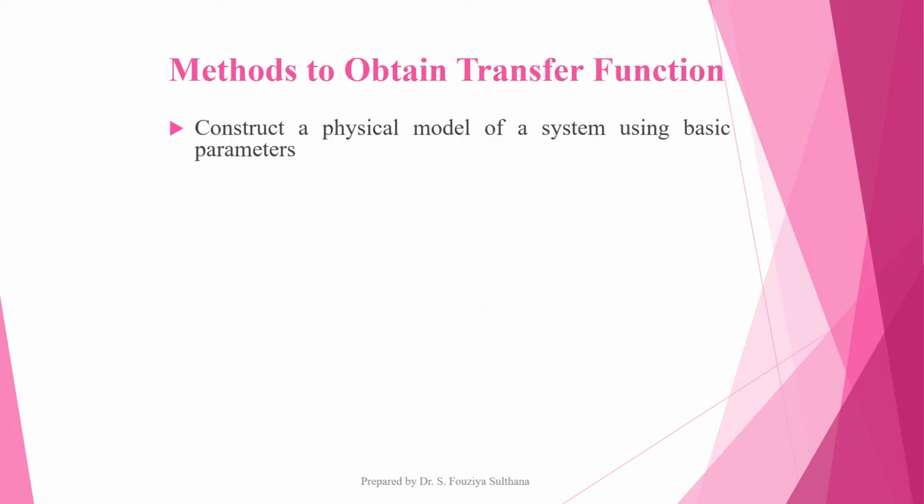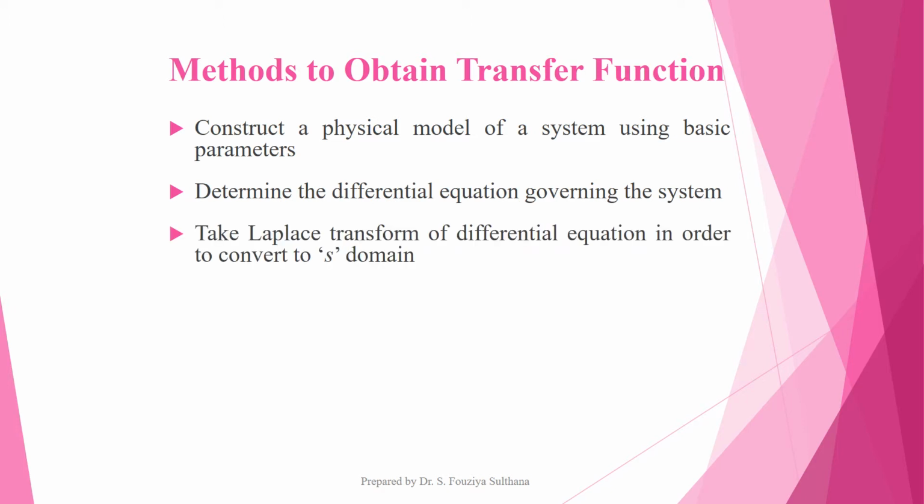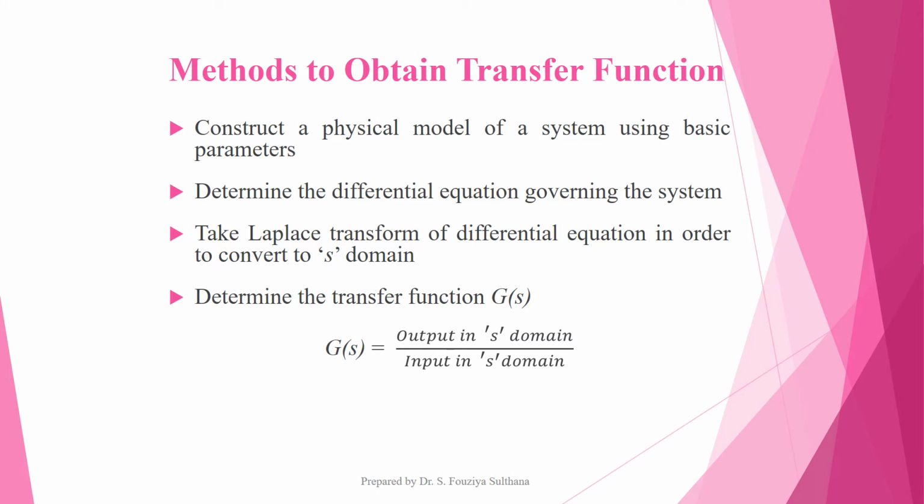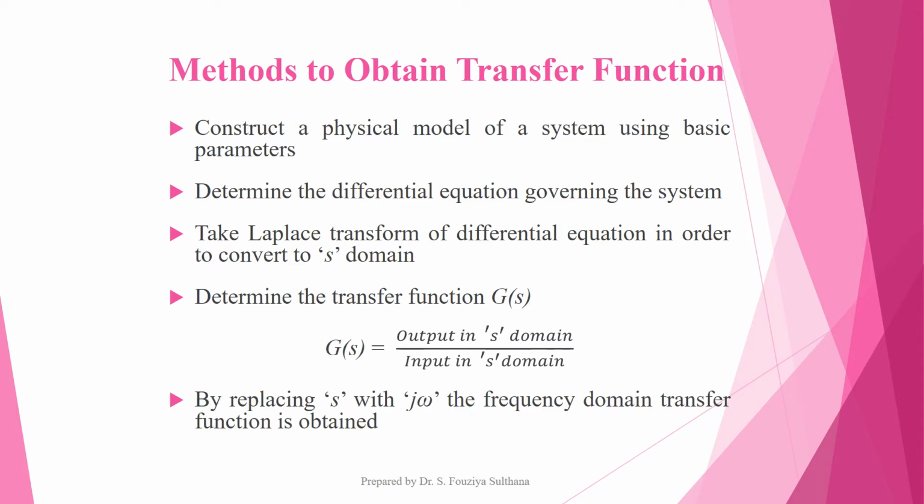To obtain the transfer function, first we have to construct a physical model of a system using basic parameters. Then determine the differential equation governing the system. Then take the Laplace transform of the differential equation in order to convert it into S-domain. The transfer function can be obtained by taking the ratio of output to input in S-domain. When we replace S with j omega, we get the frequency domain transfer function, which is the complex function of omega.